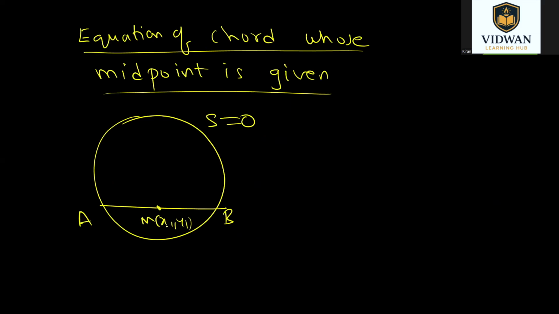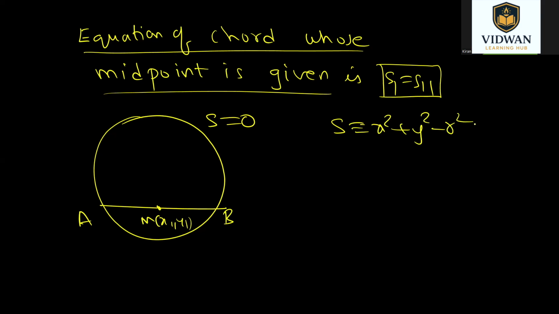So in this case, the formula is S1 equal to S11. S1 equal to S11 is the formula for equation of the chord when the midpoint is given. Like for example, if the circle S is x square plus y square minus r square and S equal to 0 refers to this circle. What is the S equal to 0 circle? x square plus y square equal to r square.